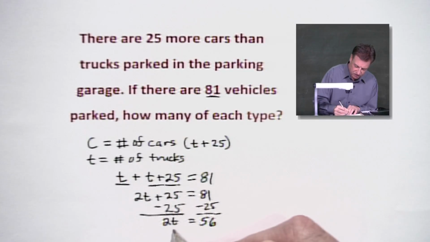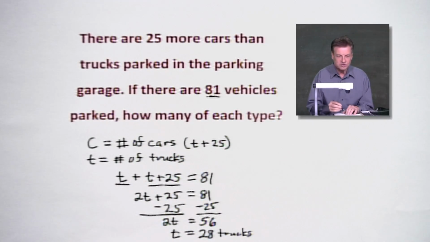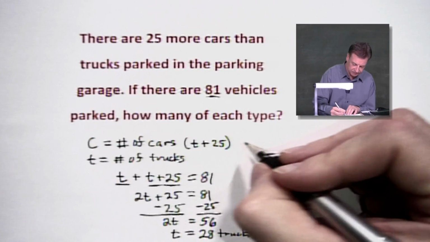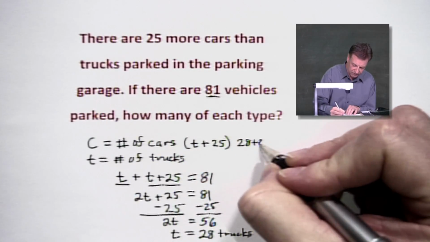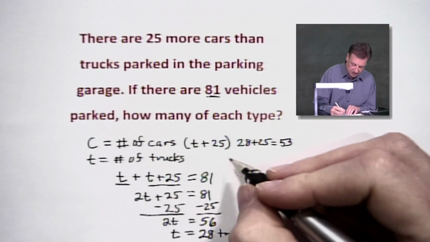And let's see if that's going to work out right. That means we're going to divide by 2. We should get 28. Now remember, that is trucks. And according to this deal, we're supposed to add them, so we're going to get 28 plus 25, which gives us 53 cars.